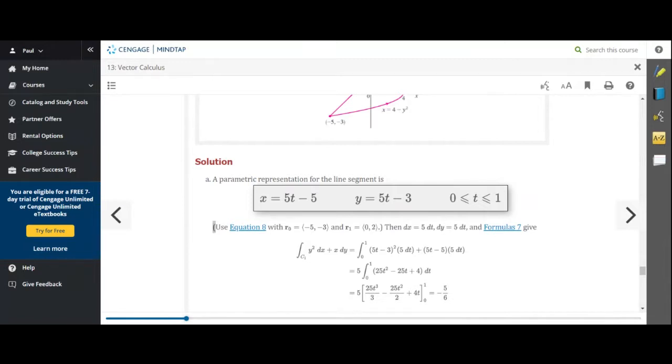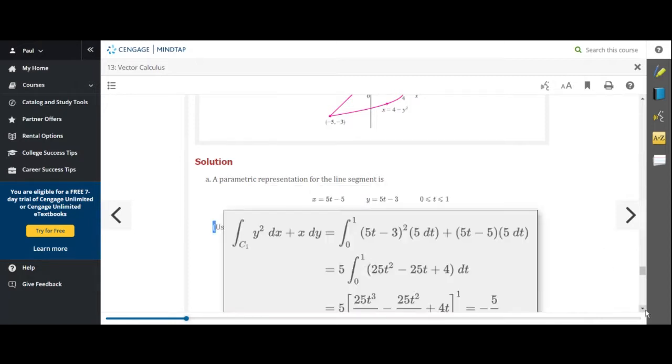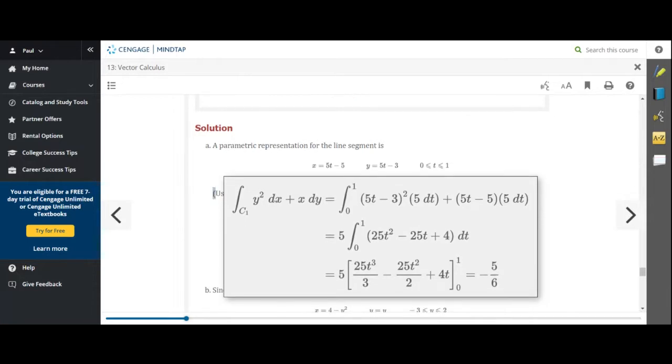And notice t is between 0 and 1. With that parameterization, you compute the line integral as you see below. The line integral across the curve C1: y is 5t minus 3 squared, and dx dt equals 5. If x equals 5t minus 5, then dx dt equals 5, hence dx is 5 dt. Similarly, if y equals 5t minus 3, then dy dt equals 5, and so dy is 5 dt.